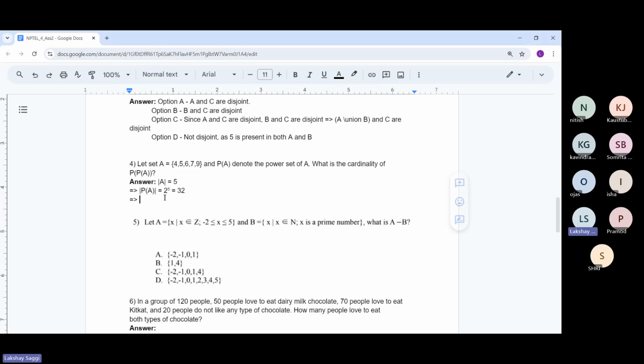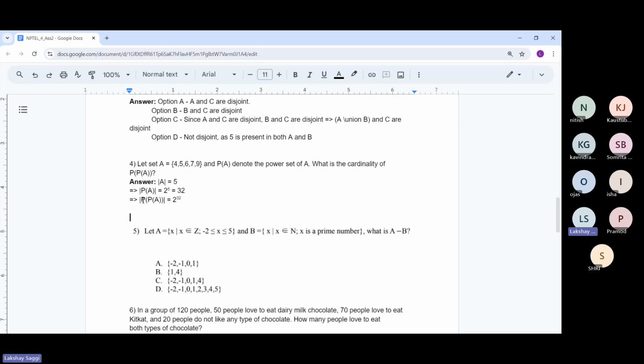So considering this P of A as the set, the power set of A, the cardinality for this will be nothing but 2 raised to the power 2. I'll not calculate what this value comes out to be, since this is not useful to us, and just the concept was useful. So this is the correct answer. I'll just hold this answer to show that this is the correct answer.